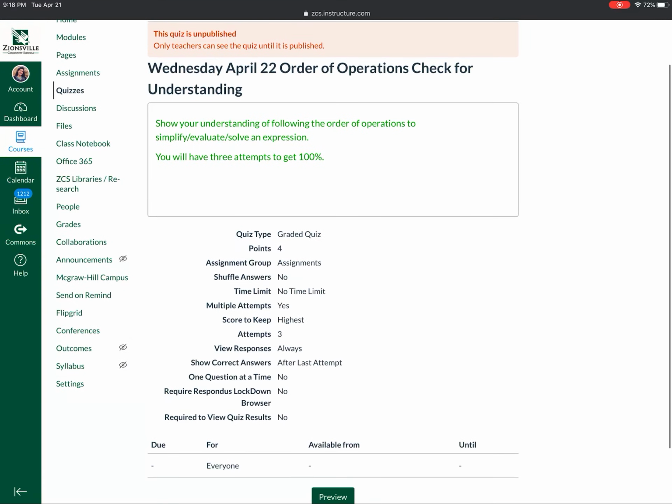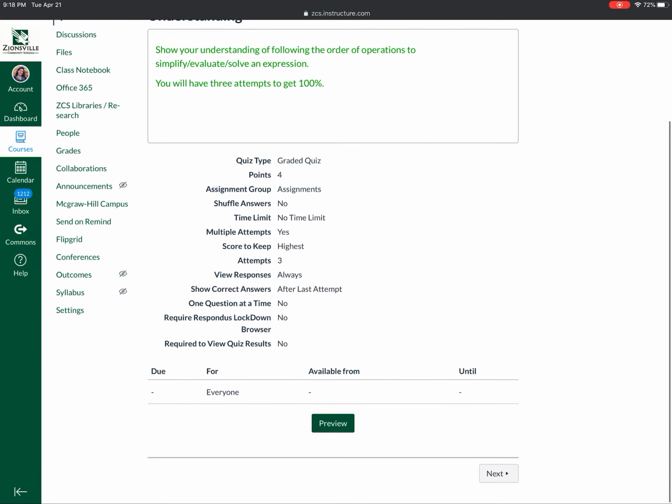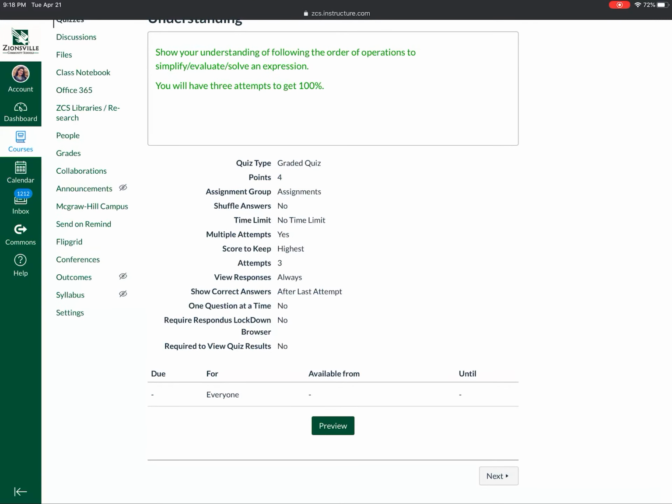You have 3 attempts to get 100%, and if for some reason you do not, I will be making some small groups and we'll meet on Microsoft Teams to go over and make sure we're understanding how to follow our order of operations correctly.